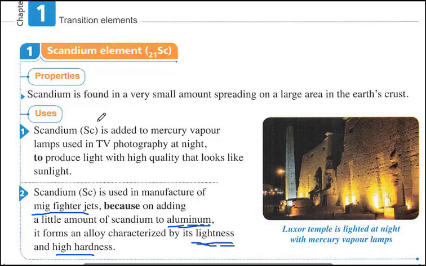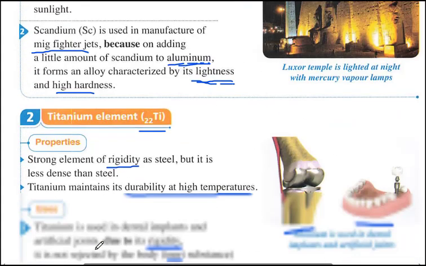Scandium, with mercury vapor lamp, is used in making high quality light, and it is used in the manufacture of MiG fighters, as it makes with aluminum an alloy which is characterized by lightness and high hardness.